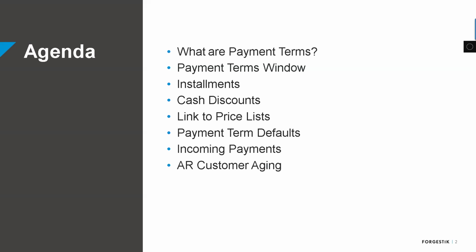We covered the payment terms window with all the options in there, how that works. Installments, we covered that and the basics there. The key point to the installments is you can manually change the due date if you need to. Cash discounts will save you a lot of time if you have early pay discounts, EPD.